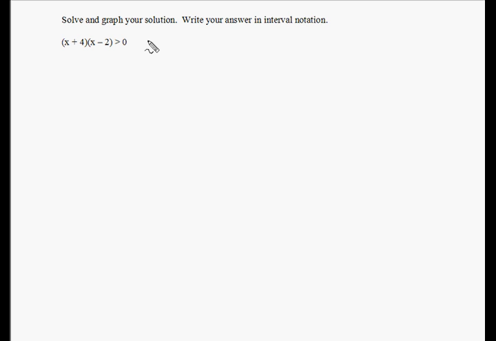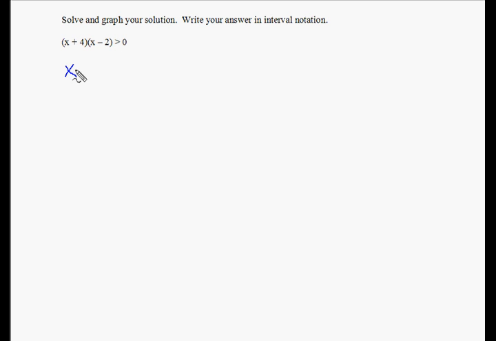Solve and graph your solution. Write your answer in interval notation. x plus 4 times x minus 2 is supposed to be greater than 0. Well, we can't go around continuing to use this as an inequality because both these numbers could be negative when you multiply them together, and that would be greater than 0.